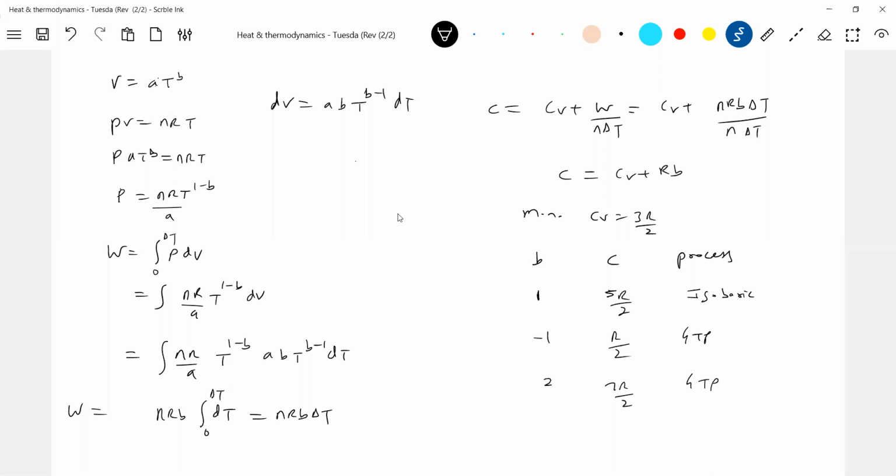Now B equal to 3 by 2, I'll write it. If B equal to 3 by 2, then what is the molar capacity? It will become 0. So what is this process? No heat exchange. Sir, is it an adiabatic process? Yes, it is an adiabatic process.